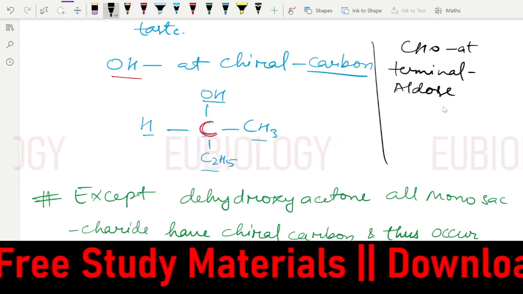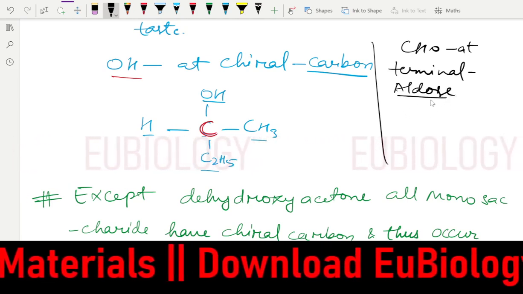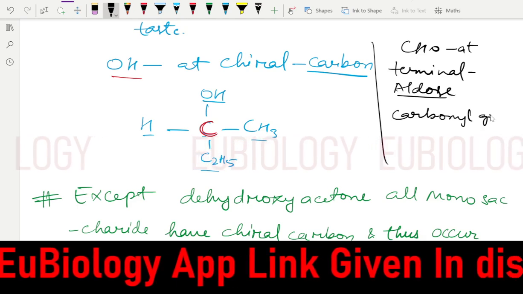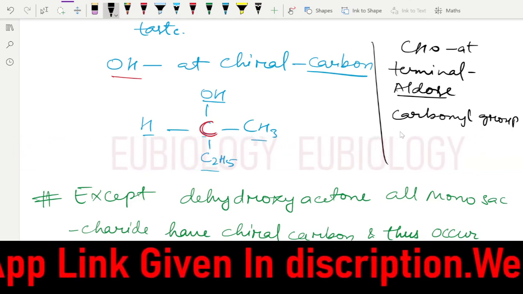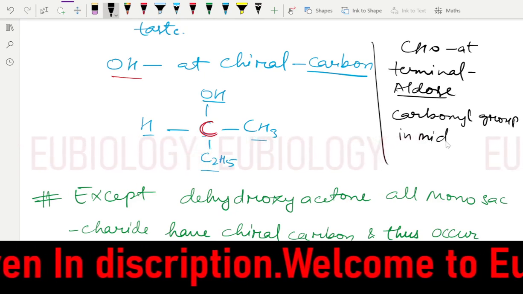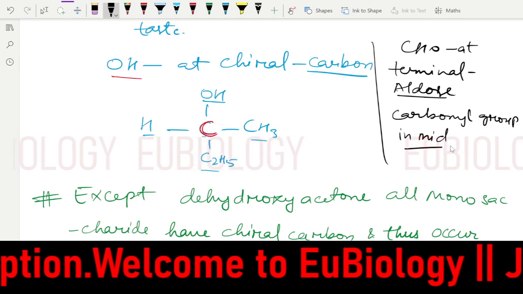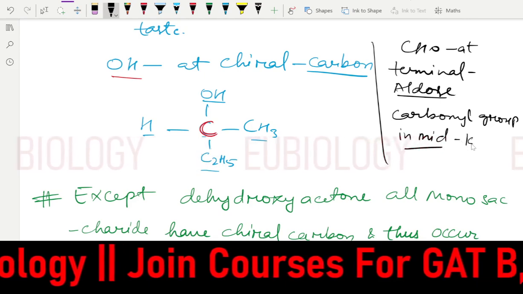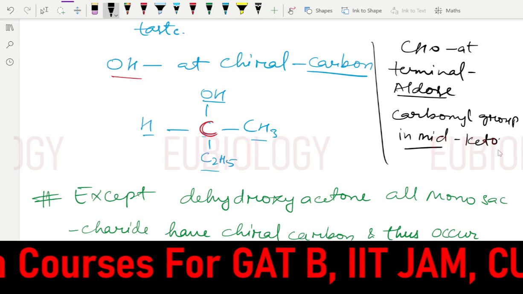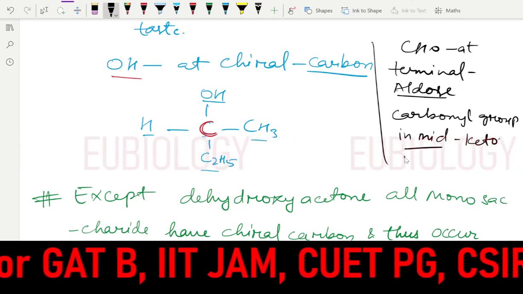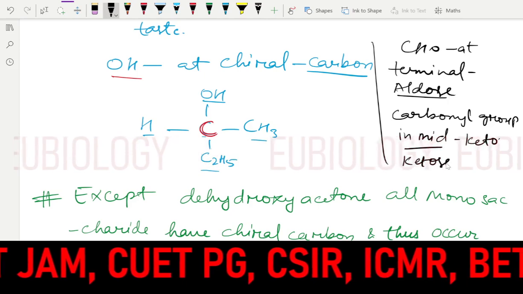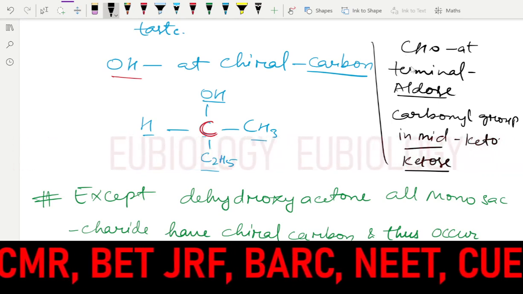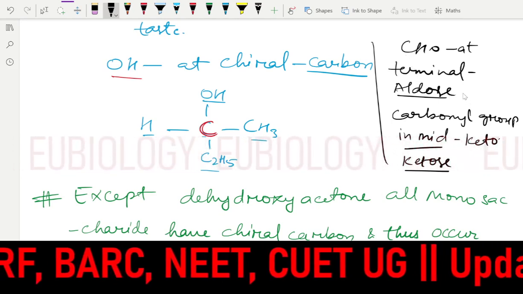Aldose. And again, if the carbonyl group is in the middle, that means somewhere in the middle of the chain, then it will form a keto group, and that compound will be called a ketose. So basically, aldehyde will always be at the terminal of the chain, and ketones will be in the middle of the chain.